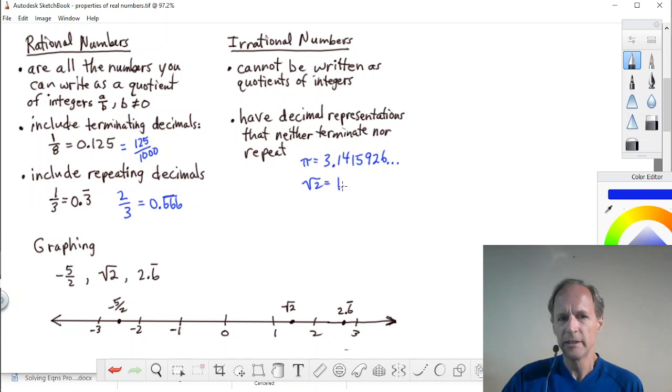Square root of 2. I don't know very many digits of it. I believe it's 1.4, and then I believe a 1, and then it keeps going. You can calculate digits all day long for these numbers. There are ways to calculate digits and keep adding digits to them, but it's never going to repeat.